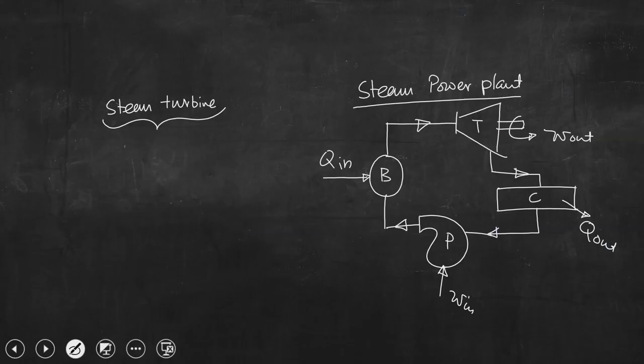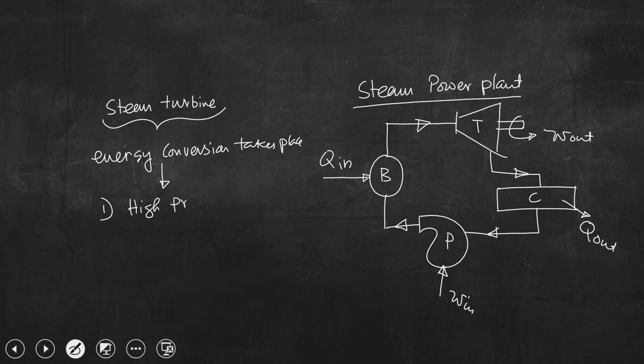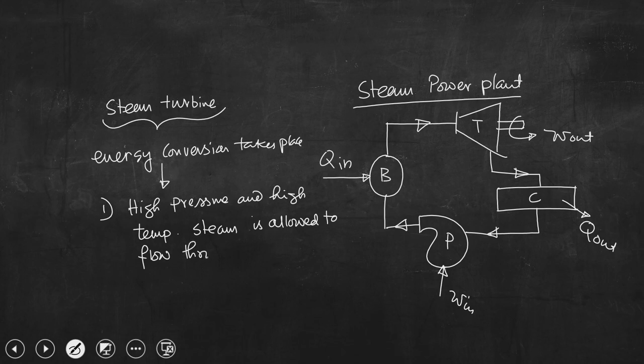That conversion takes place in two ways. So, in the steam turbine, this energy conversion takes place in two ways. First, high pressure and high temperature steam is allowed to flow through a nozzle.